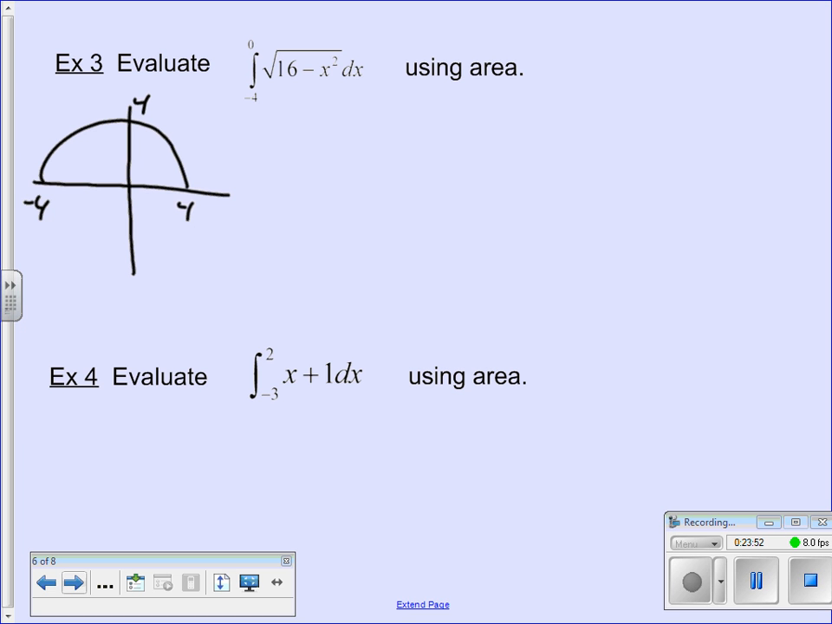And it has a radius of 4, so this y-intercept is also 4. You must recognize that the square root of some number minus x squared is a semicircle with a radius of the square root of whatever that number is. You need to know what that looks like. You're going to see that often enough. You need to know that.